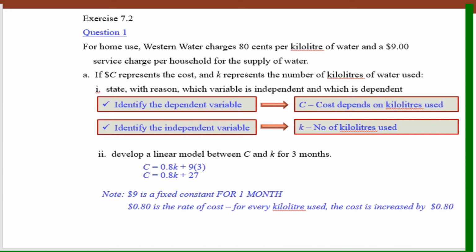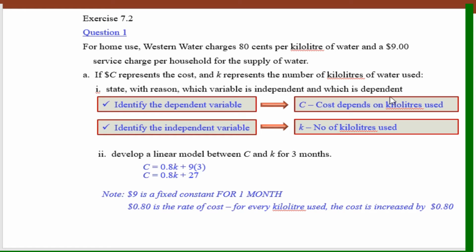Question 7.2. All right. For home use, Western Water charges 80 cents per kiloliter of water and a $9 service charge per household for the supply of water. Now, C represents cost and K represents the number of kiloliters. State with reason which variable is independent and dependent.